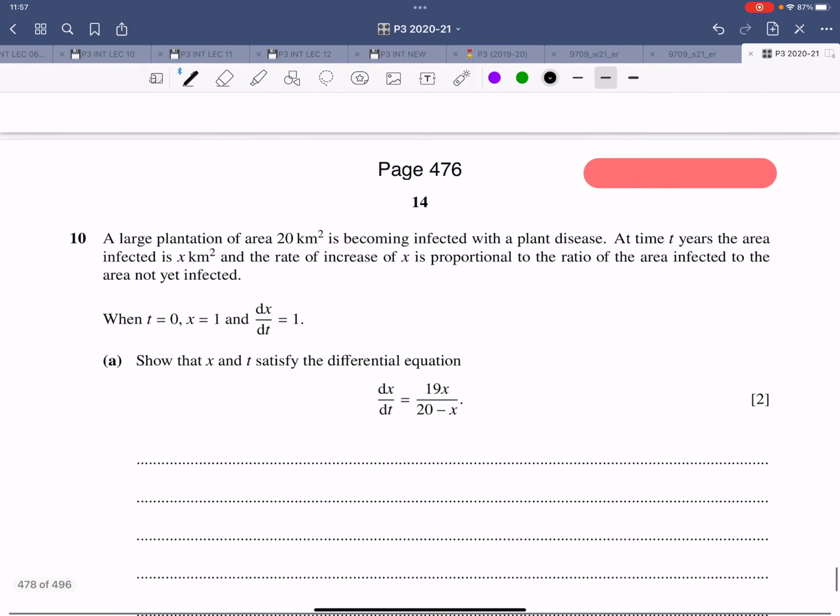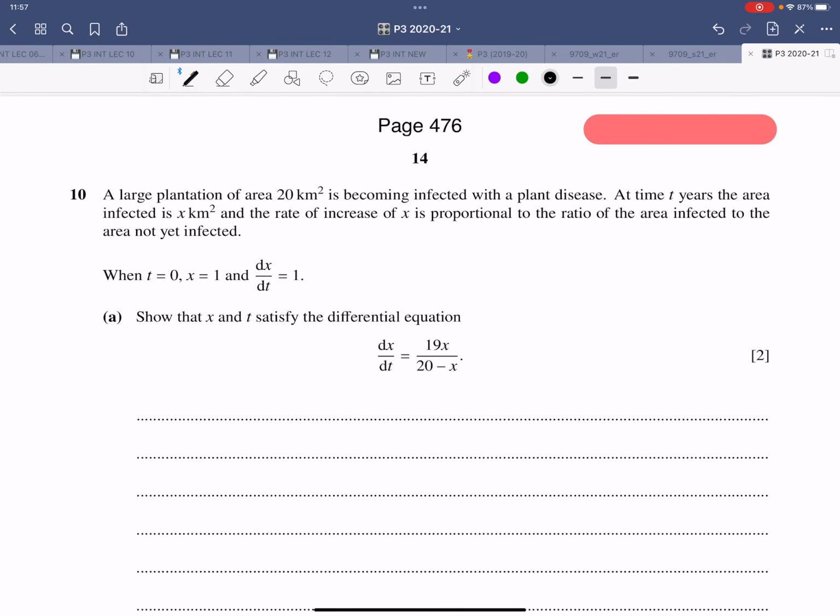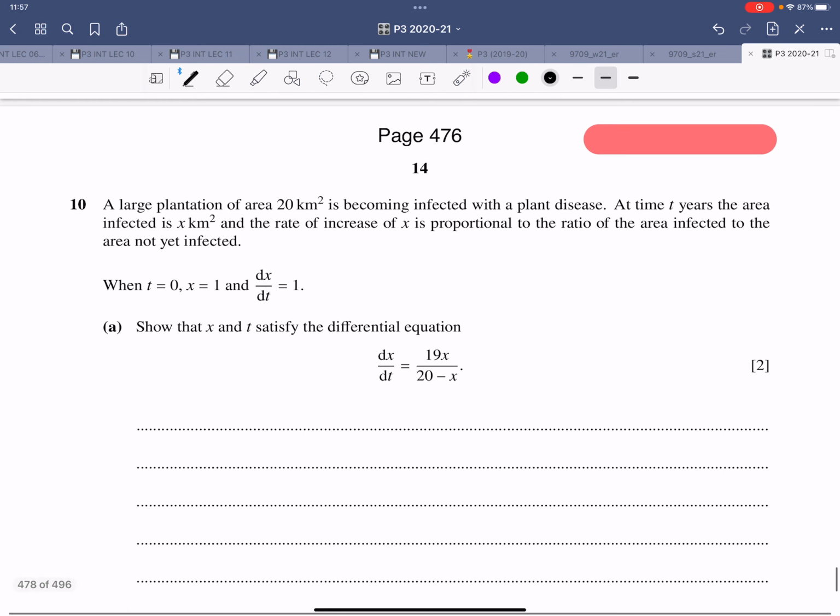So now what is this question about? Now we have reached question number 10. So in the second part we were doing 8, 9, 10 and 11. So this is question number 10. What does it say? A large plantation of trees. This looks like a differential equation question.